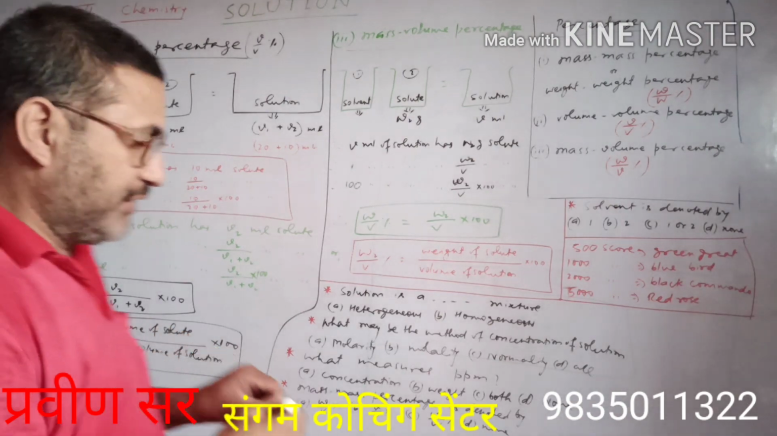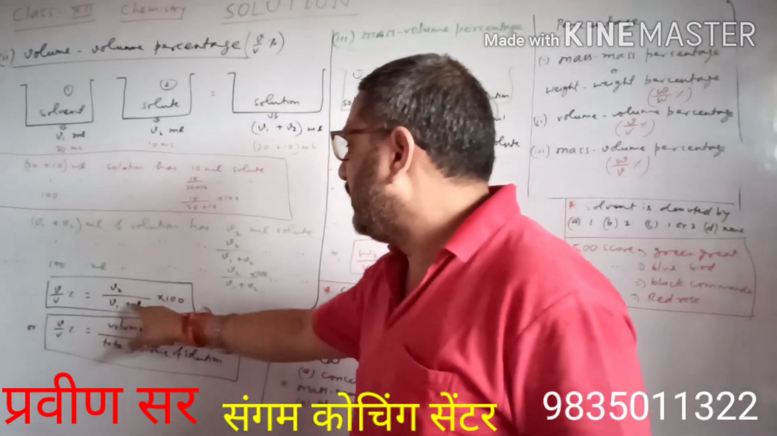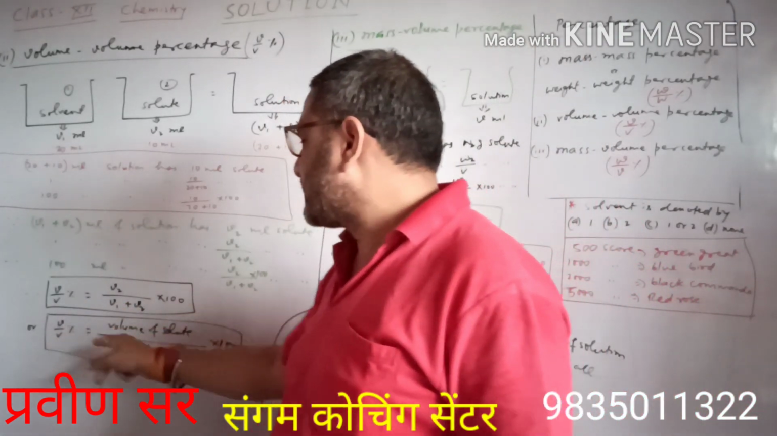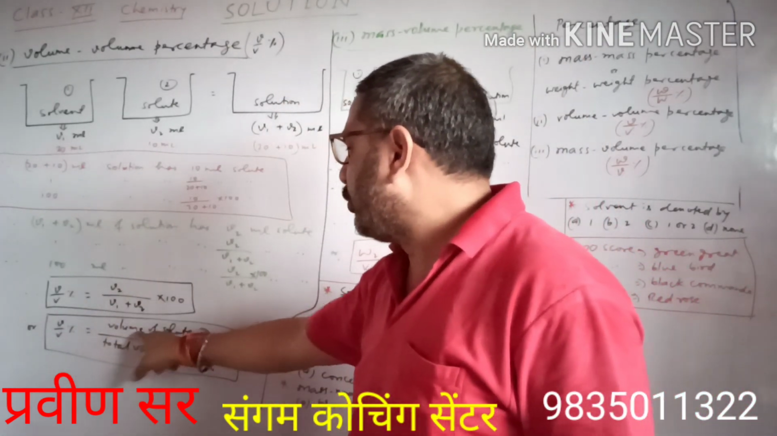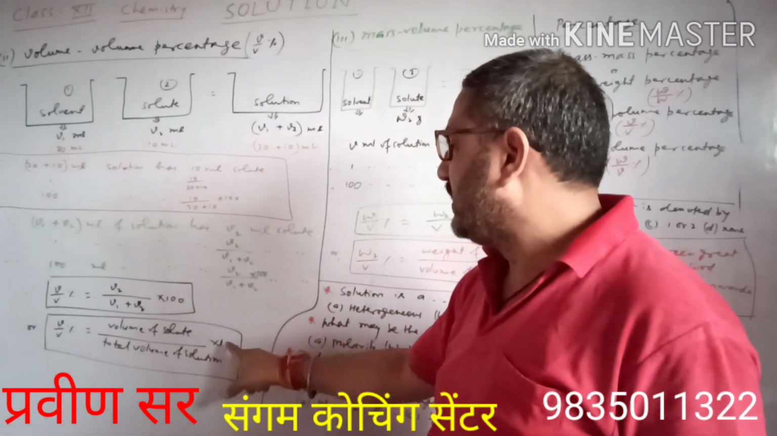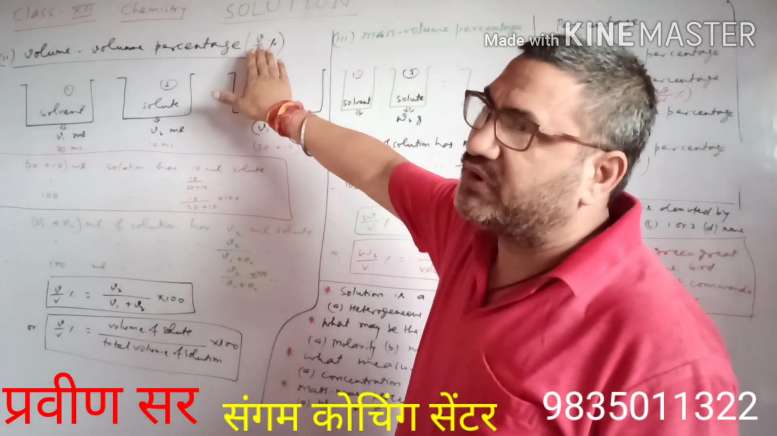Then we can write the formula: V by V percent is equal to V2 by V1 plus V2 into 100. So V by V percent is equal to V2, meaning volume of solute, by V1 plus V2, meaning total volume of solution, into 100. It is the formula for volume percentage.